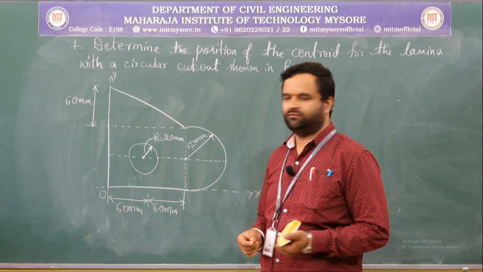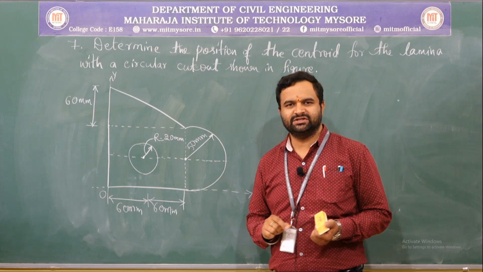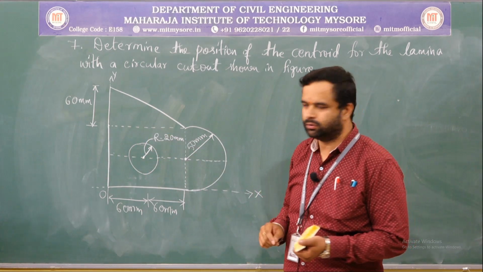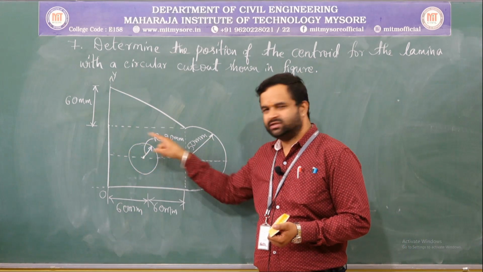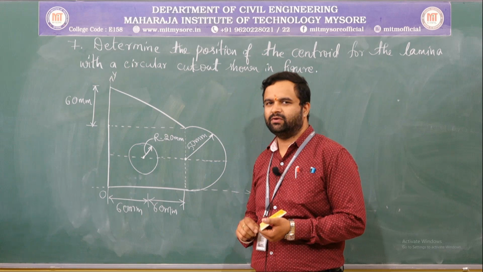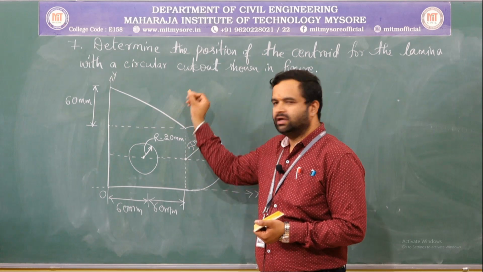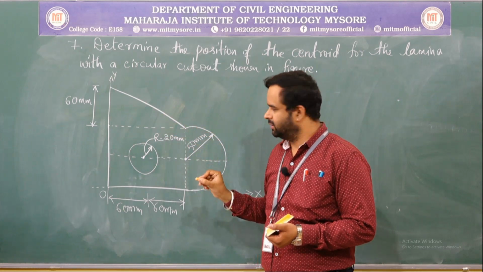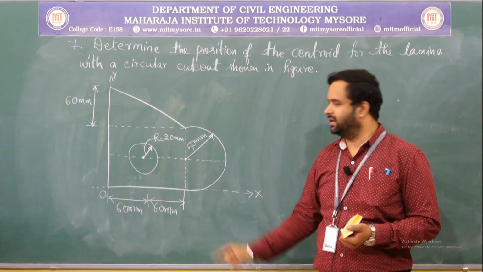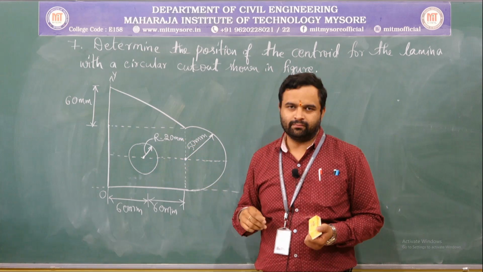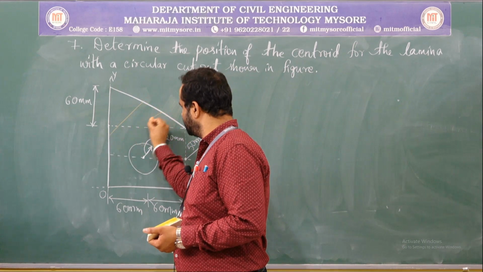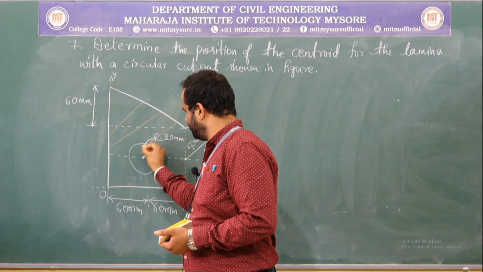Now, if you do not differentiate the cutout and this lamina, it will be very difficult for you to cut this particular circle. So, for that, I will be shading the entire lamina without shading this circular region, because it is the region that has to be removed. So, I will shade the region.